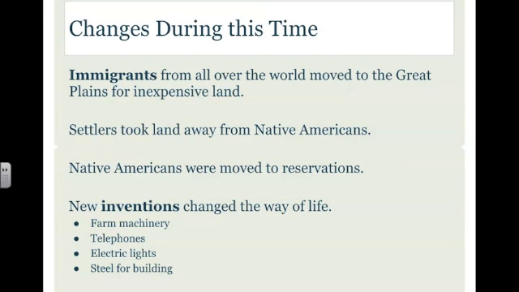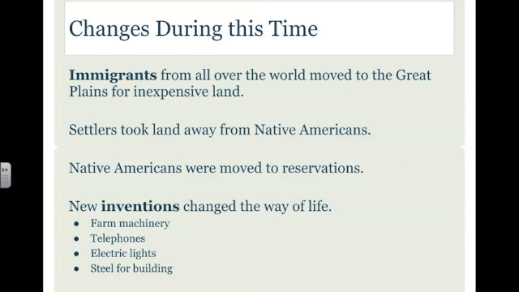Also during the time, technology was starting to come around to change lives. So, for example, there was farm machinery, other inventions, and an invention is just a new way to do things or some sort of new machine. So inventions such as the farm machinery and telephones, electric lights, steel, which was a big invention that led to changing the way that we built things.